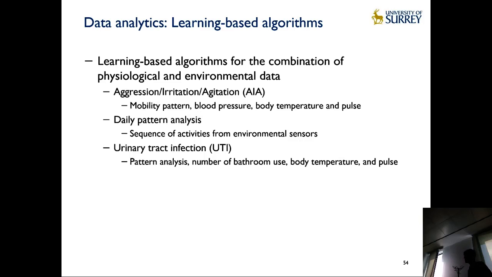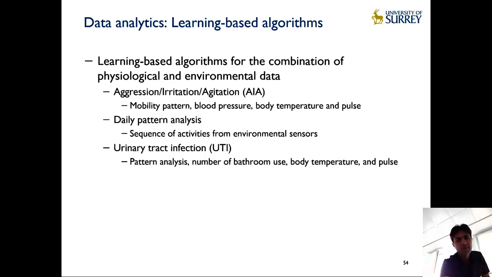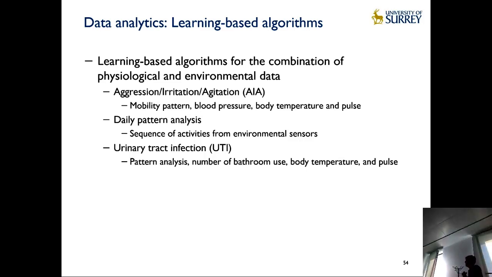We also have developed a set of more complex algorithms looking at some health conditions. One of the very first things we did was looking at agitation. One of the health conditions related to people with dementia is being agitated. And sometimes that can lead to people leaving the house, for example going wandering, or it can escalate their health conditions.